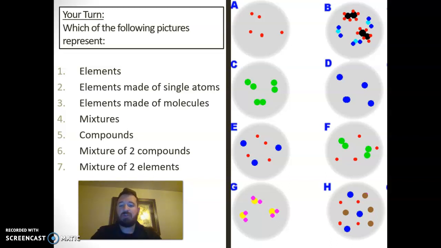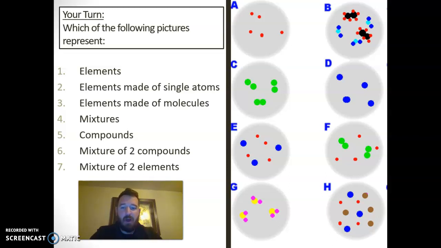Number six, which would be a mixture of two compounds? Alright, that would be B would be a mixture of two compounds. And number seven, what would be a mixture of two elements? Well, that would be E and F would be our example, right? Not H, because H actually has three different types of elements.